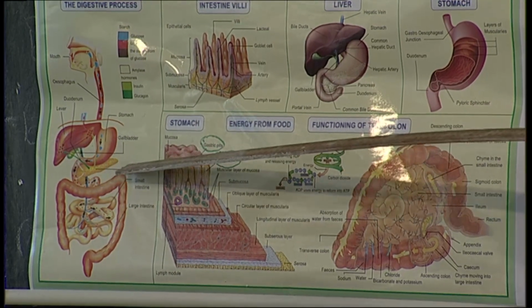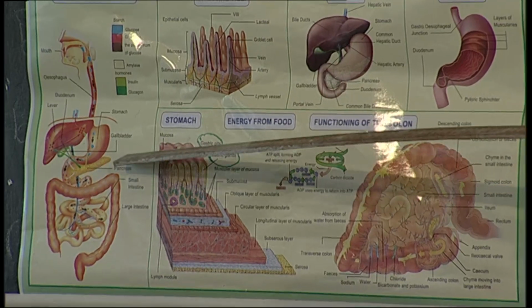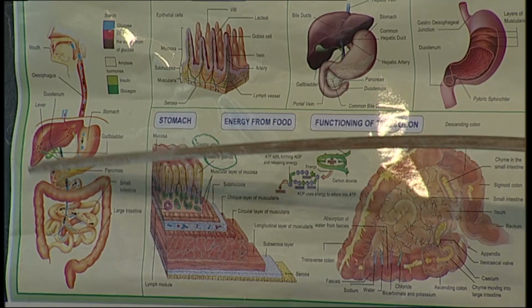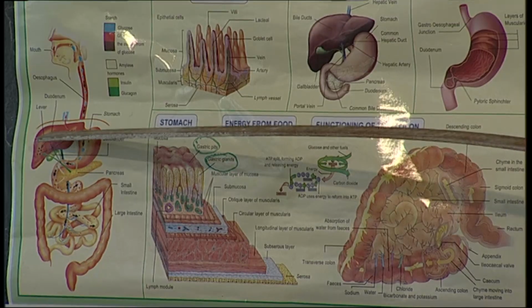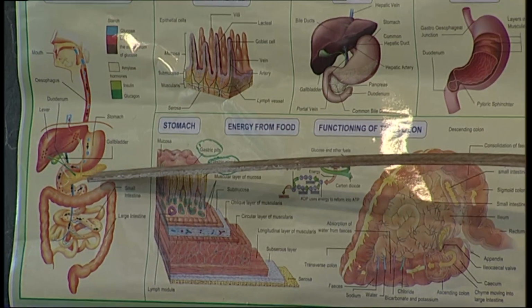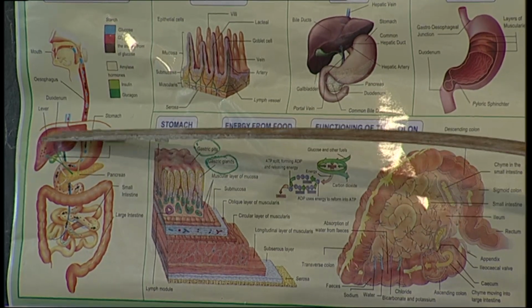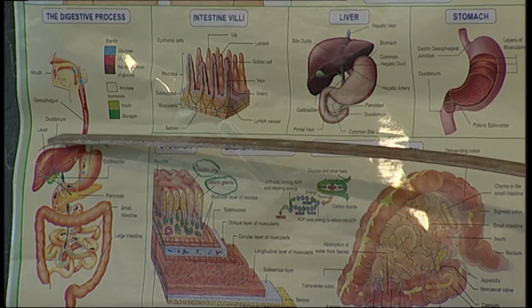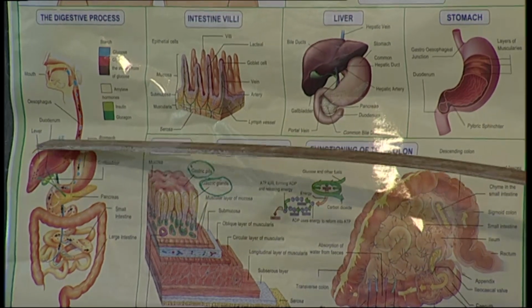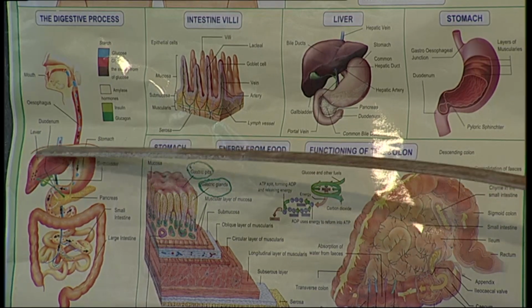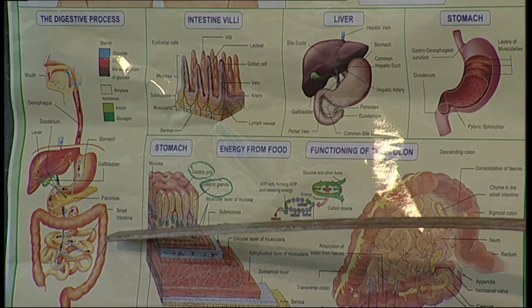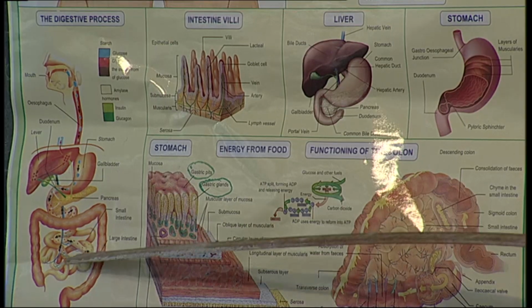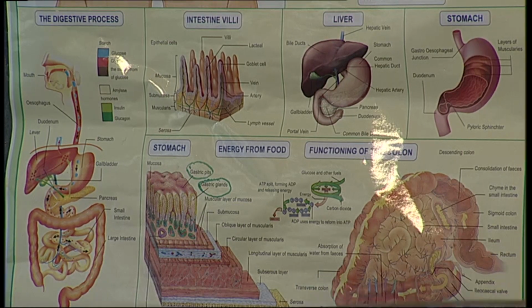We have the pancreas. The pancreas is very important because the pancreas and the liver, we call them accessory organs. The pancreas produces pancreatic enzymes, as well as the liver produces bile. And bile is very important in breaking down large droplets of fats into small droplets of fats. We have now the small intestine. The last part of the small intestine is called the ileum. In the ileum is where the absorption takes place, all right?